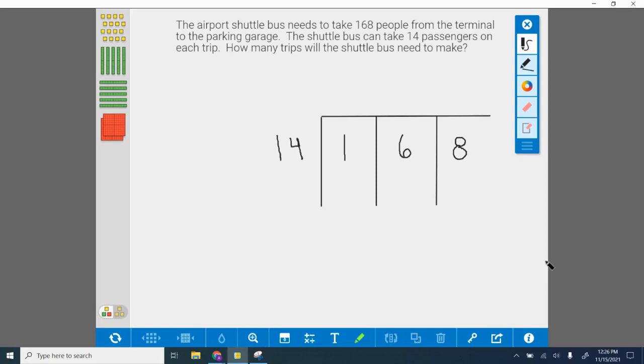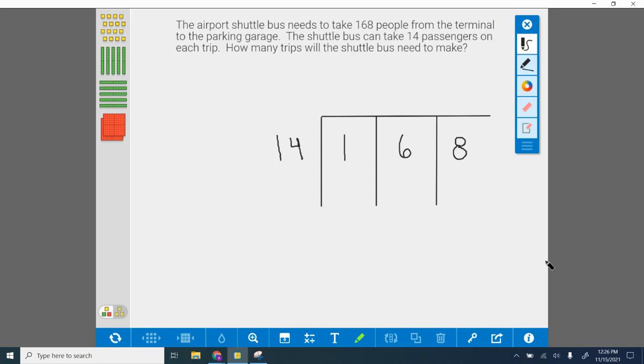We're going to look at explicit trade notation with base 10 block division and conversations about place value. And we're going to use this story problem to do it. The airport shuttle bus needs to take 168 people from the terminal to the parking garage. The shuttle bus can take 14 passengers on each trip. How many trips will the shuttle bus need to make?